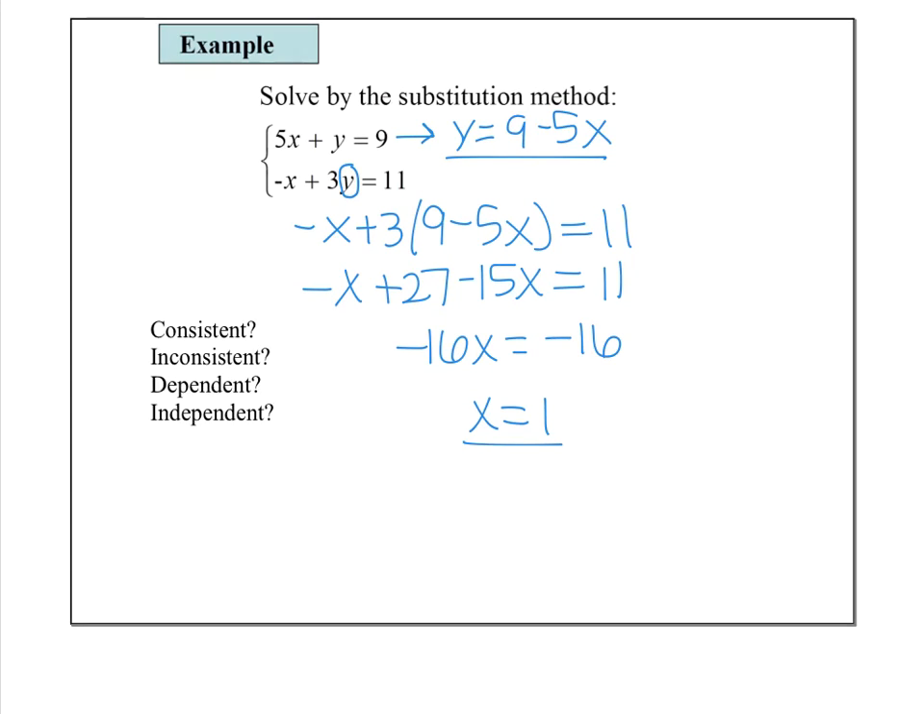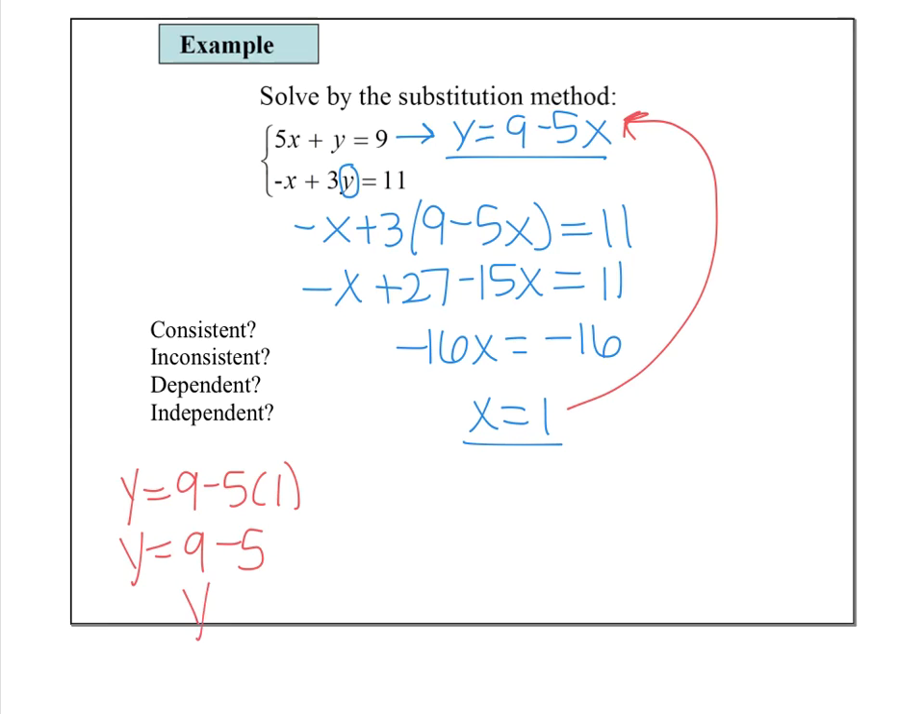Now this is where we're not done yet. Now what we do is we take the 1, go back up to our equation at the beginning, and we plug it in. So y is equal to 9 minus 5 times 1, or 9 minus 5, y is equal to 4. So our final answer is an ordered pair, (1, 4). This is the point of intersection.